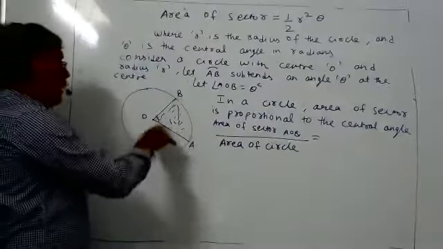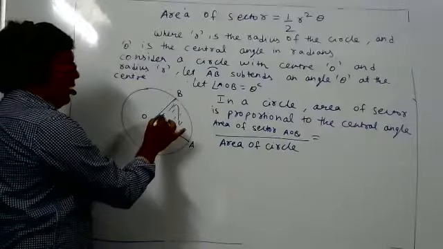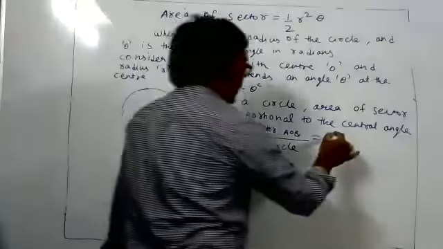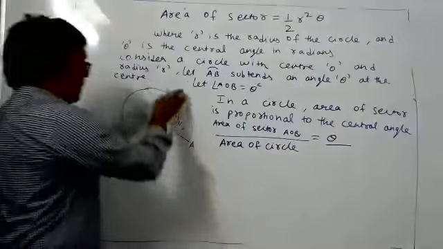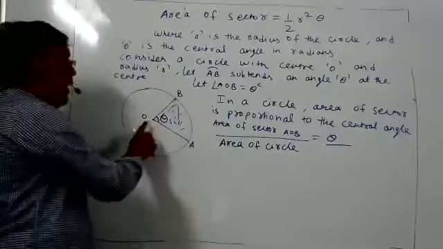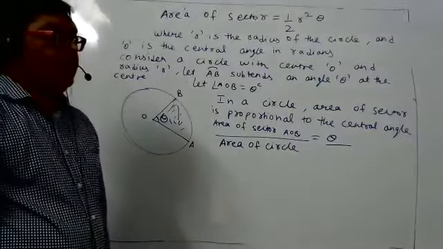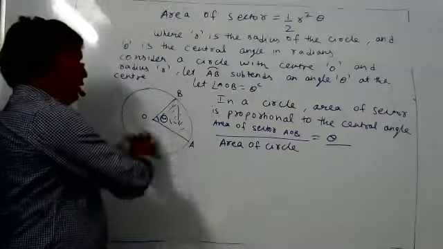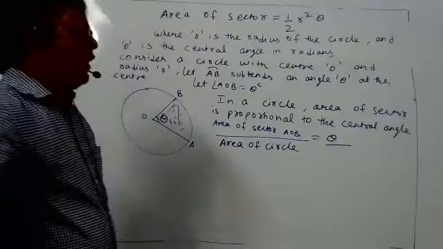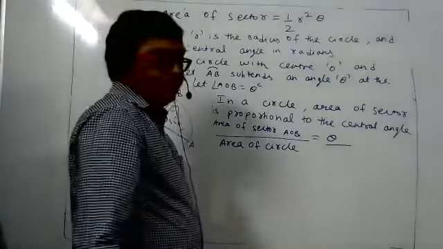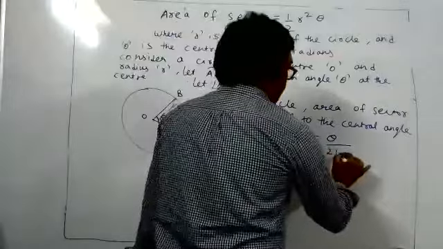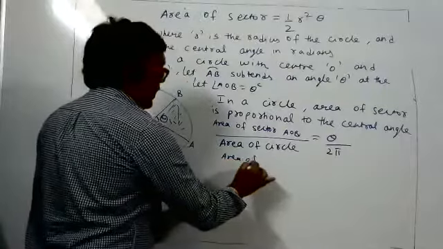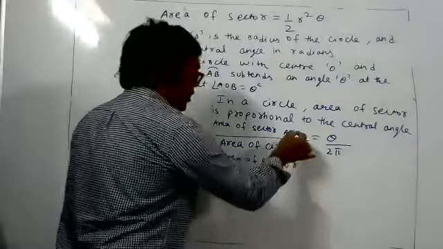The area of sector AOB is subtending how much central angle? What is the central angle here? Theta, theta radian. And the complete circle will subtend how much angle at the center? 360 only, the complete circle. I will write it in radian: 2 pi. 360 degrees is 2 pi radian. So now here I will rewrite this area of sector AOB.